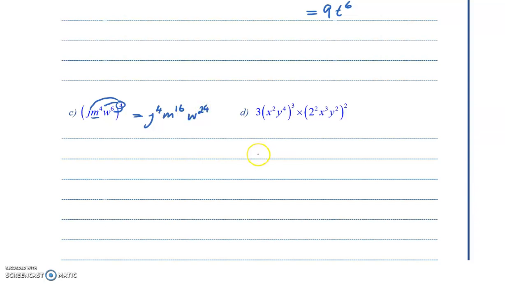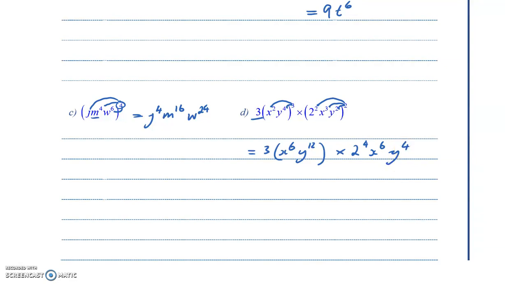This next one, we will leave the 3 first and write down 3 lots of, and now we will apply this power of 3 to the x squared. 2 3s are 6, 3 4s are 12. In our next bracket, we'll apply this 2 to the 2 squared. 2 times 2 is 2 to the power of 4. 2 times 3 is 6, so x to the power of 6. And 2 2s are 4, so y to the power of 4.